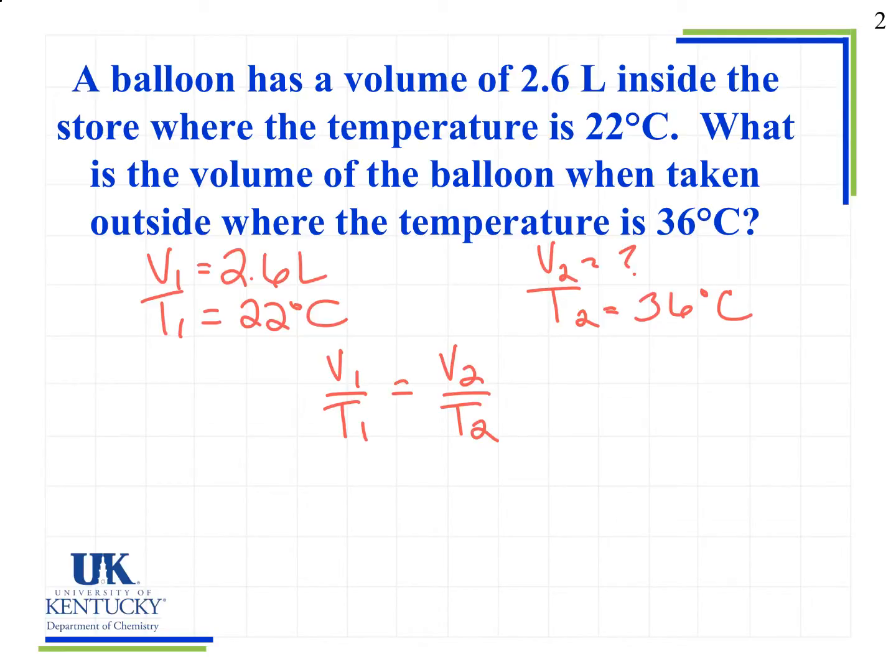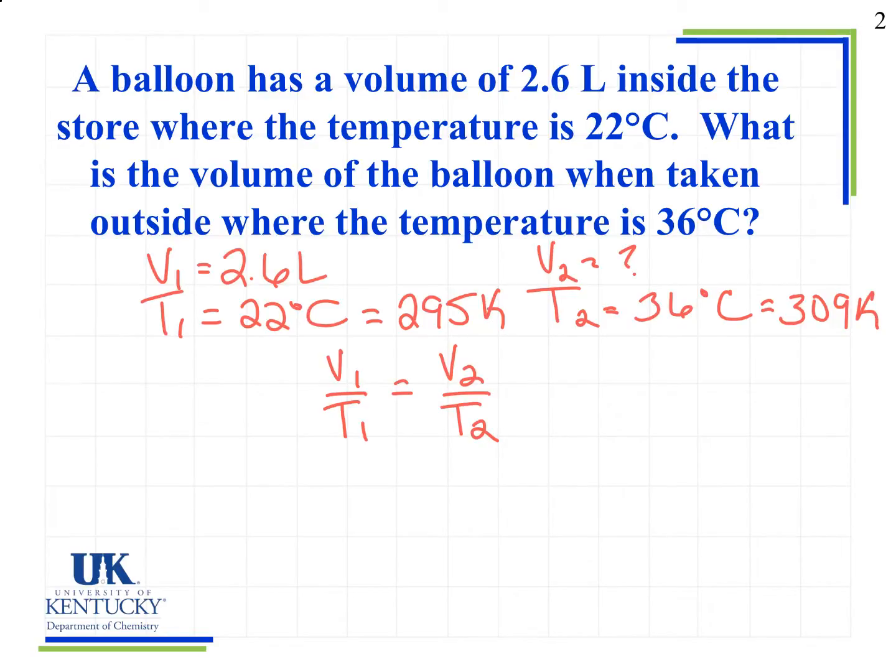So when I look at this, I notice that my temperatures are in Celsius, and so no matter what, my temperatures must be in units of Kelvin. So I'm going to add 273 to each value. So 22 plus 273 will be 295 Kelvin. So I just added 273. I'm going to do the same thing for the 36. I'm going to add 273 and I get 309 Kelvin. So those are the temperatures I have to use in the equation.